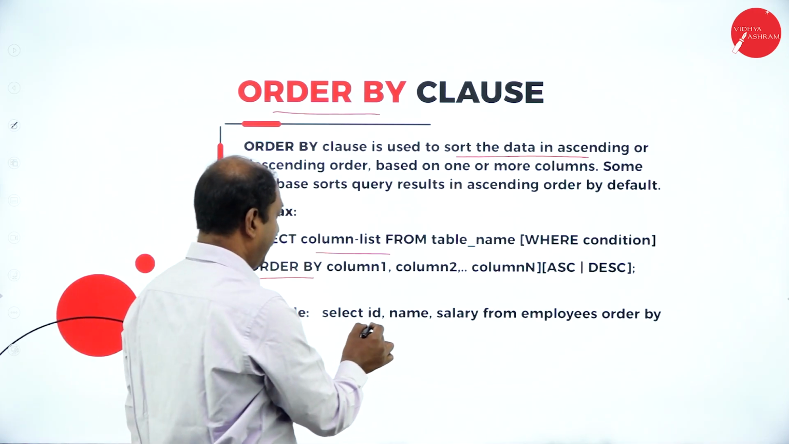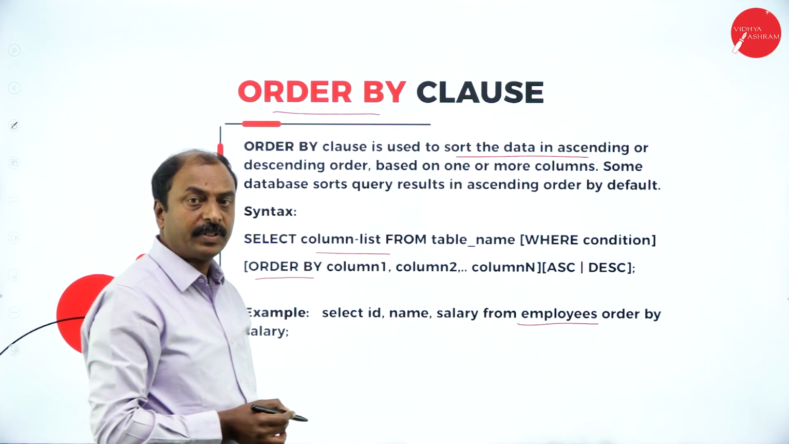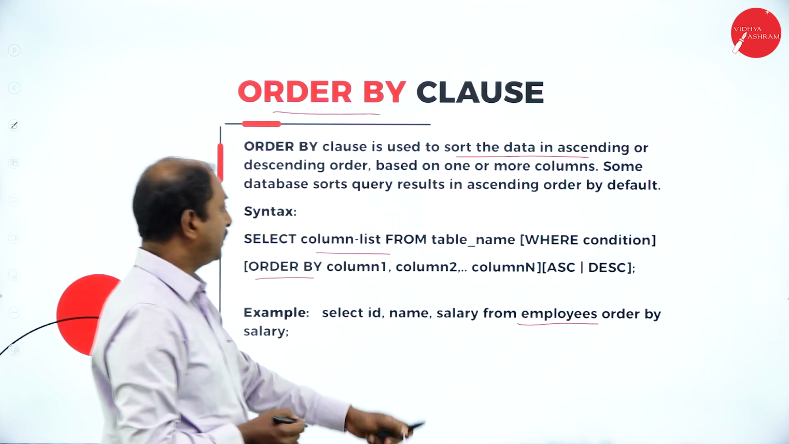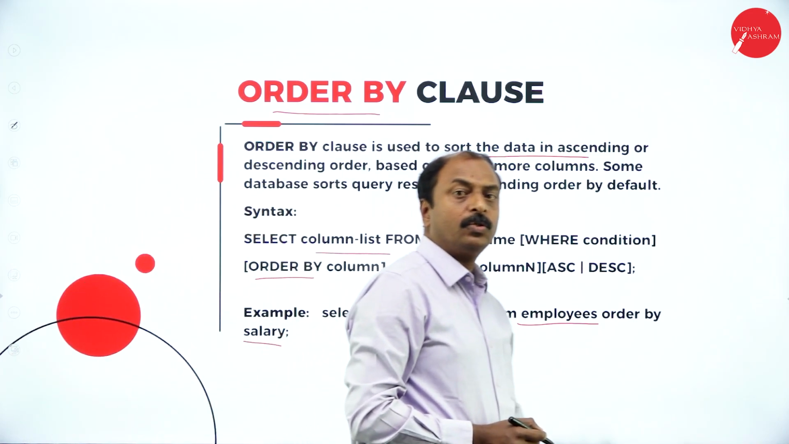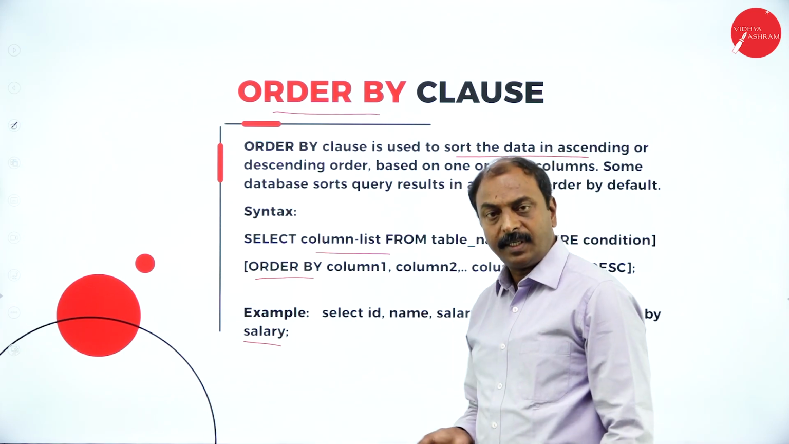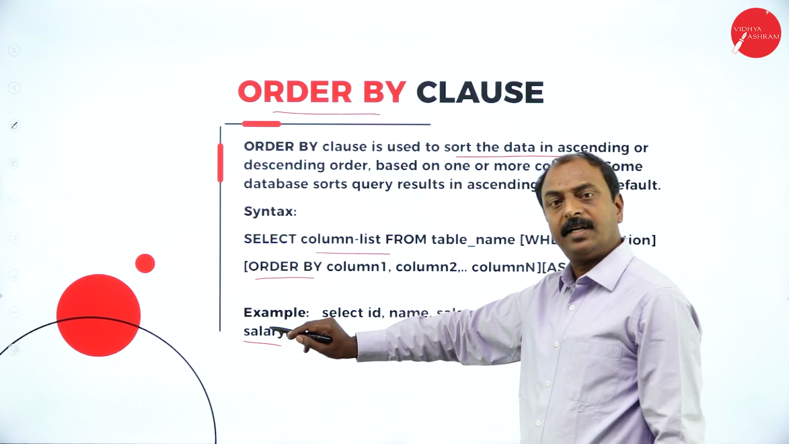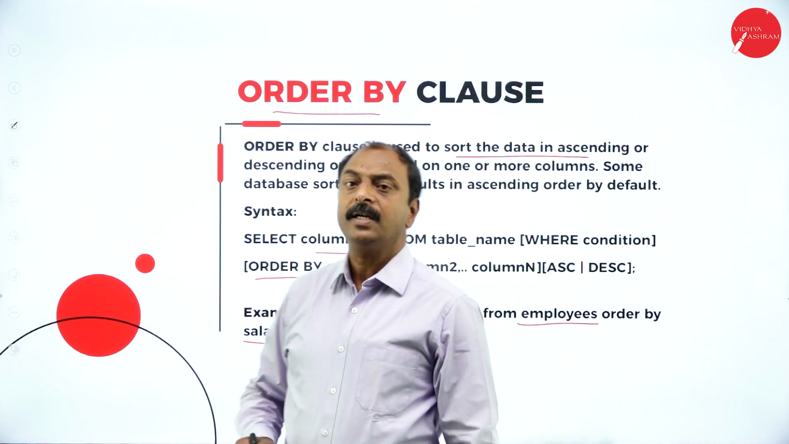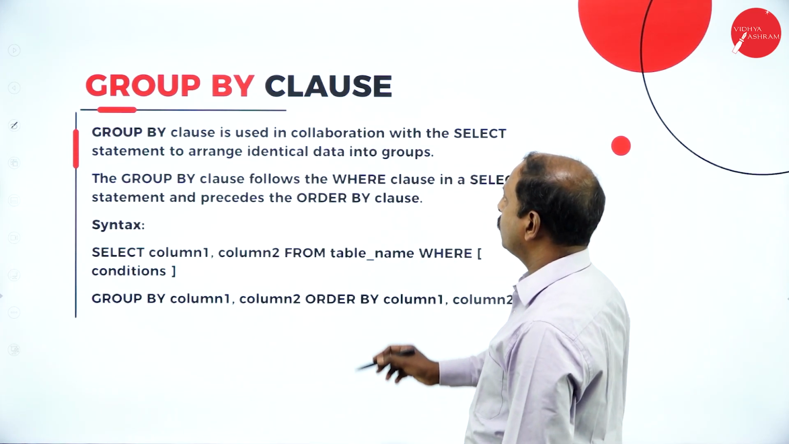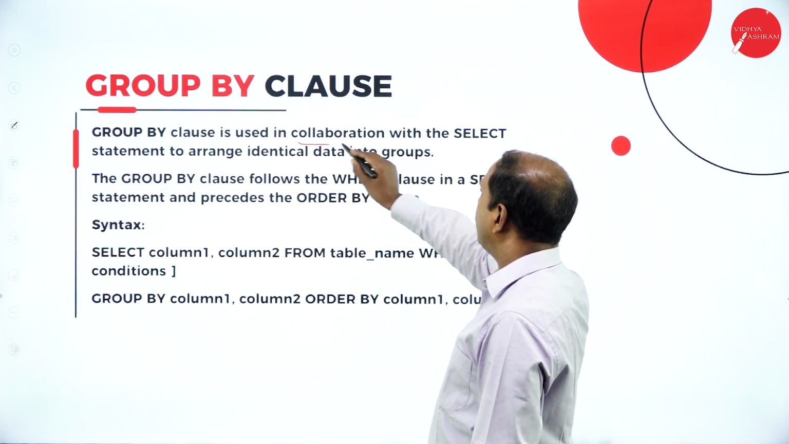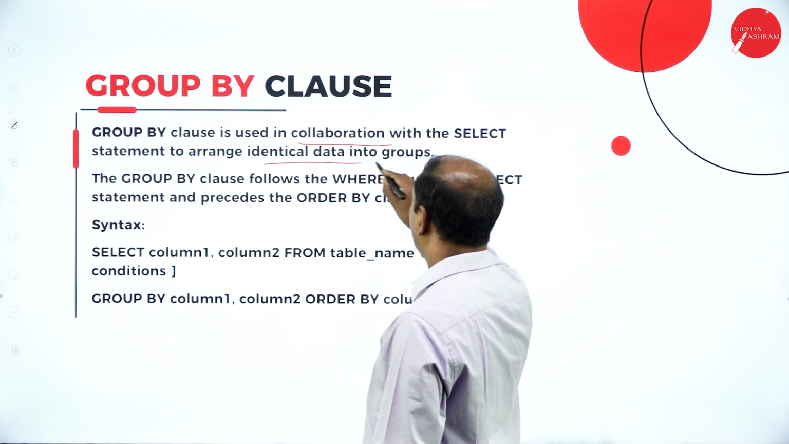Example: select ID, name, salary from employees, where employees is the name of the table, order by salary. This is the order by clause. It is going to sort the table of the database using the salary column, or salary attribute. Next one is the group by clause. It is used in collaboration with the select statement to arrange identical data into groups.